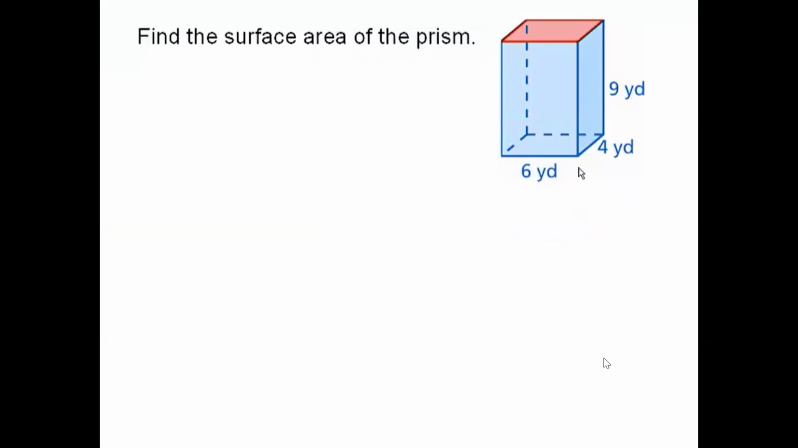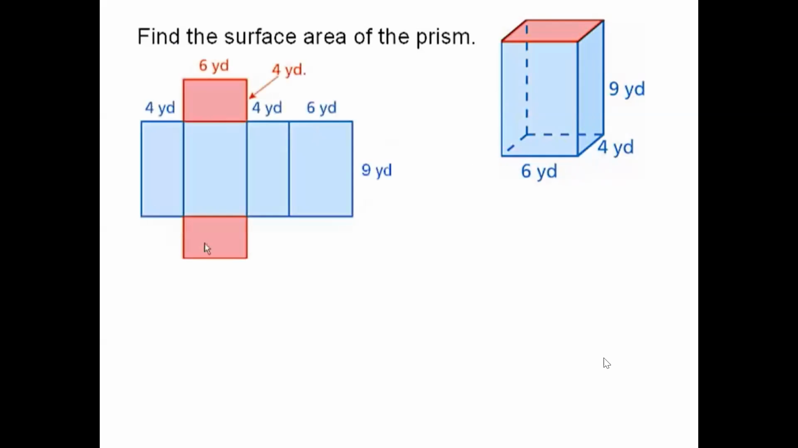A net is a two-dimensional representation of our solid. So it's as if this is a cardboard box and we open it up to lay it flat. So our net will look like this. This will help us find the surface area, S, of our rectangular prism.